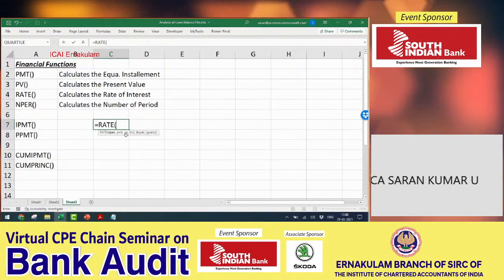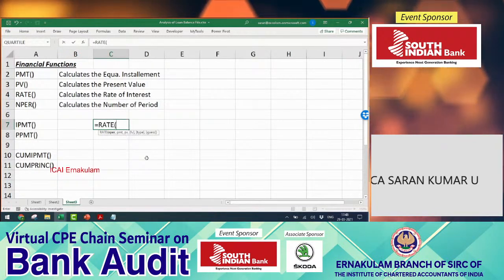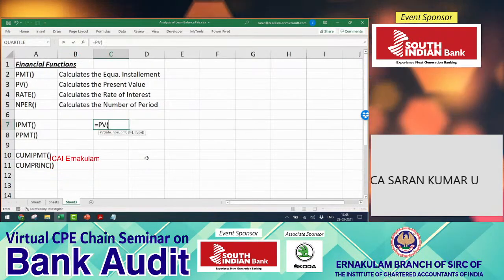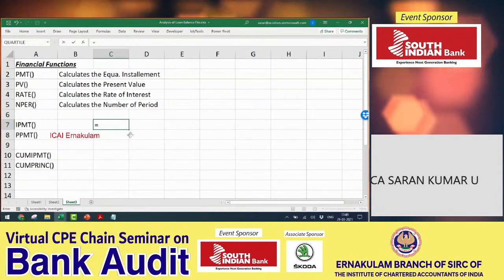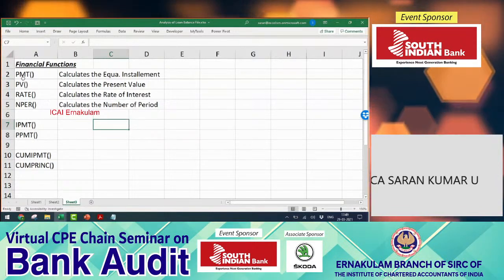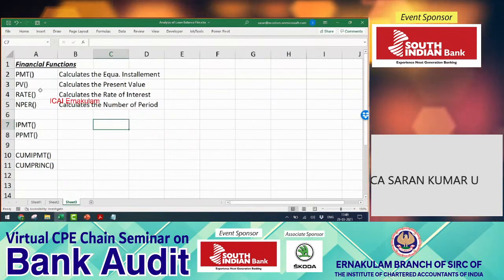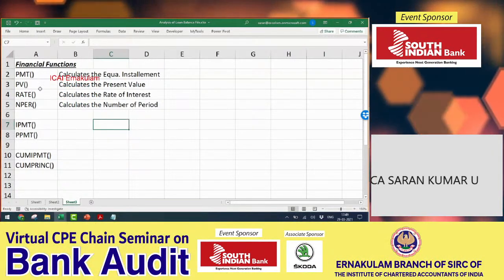Let me take the rate function. NPER is the parameter, PMT is the parameter, present value is the parameter. Let me take PV. Same. Rate is a parameter, NPER, PMT. The last one, NPER: rate, PMT, PV. See, these all four depend on each other. For each of these four functions, the remaining three are the inputs.